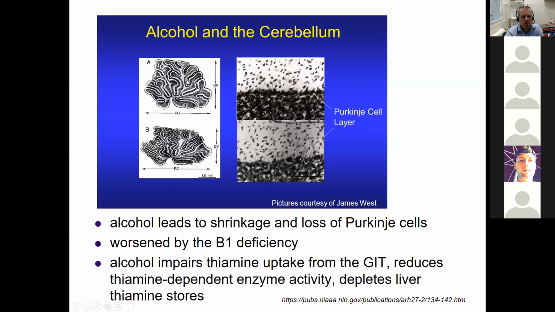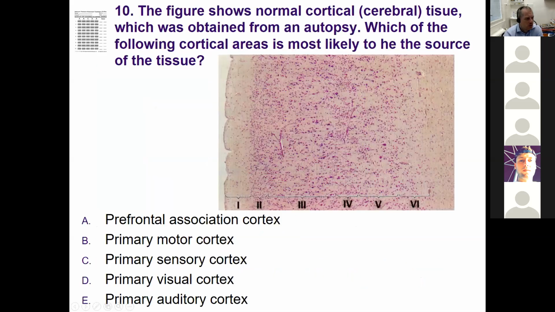And this is what really happens. This is one of the consequences of chronic alcoholism, the damage to the cerebellum, the atrophy, the loss of volume, loss of these cells. So there are many adverse effects of chronic alcoholism, and this is one of these. There are more neurological symptoms also caused by the B1 deficiency, because alcohol impairs uptake of the B1 vitamin from the GIT, and has other adverse effects.